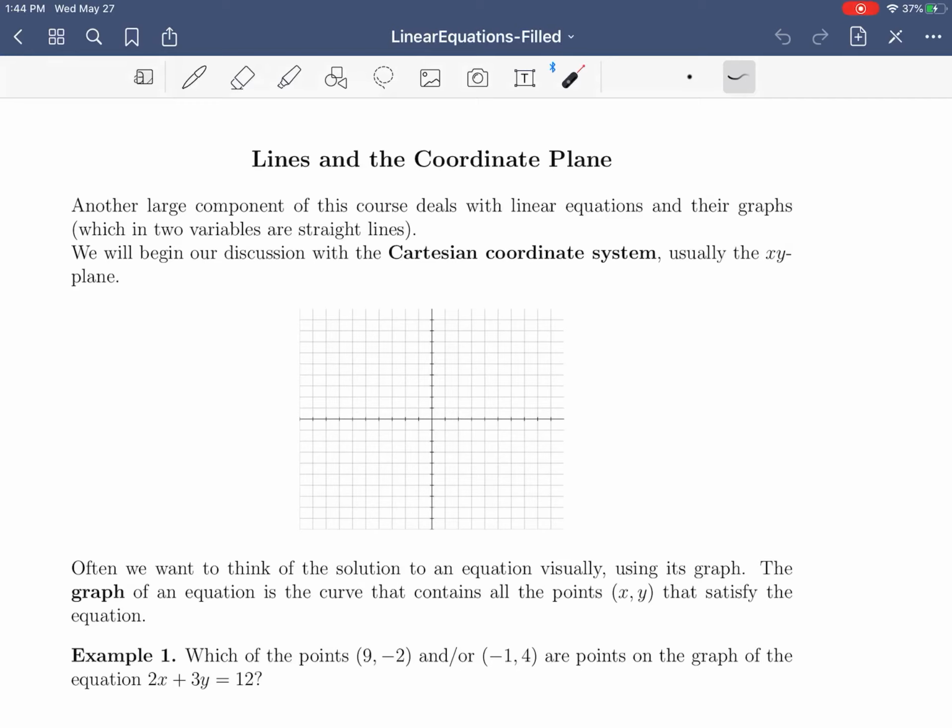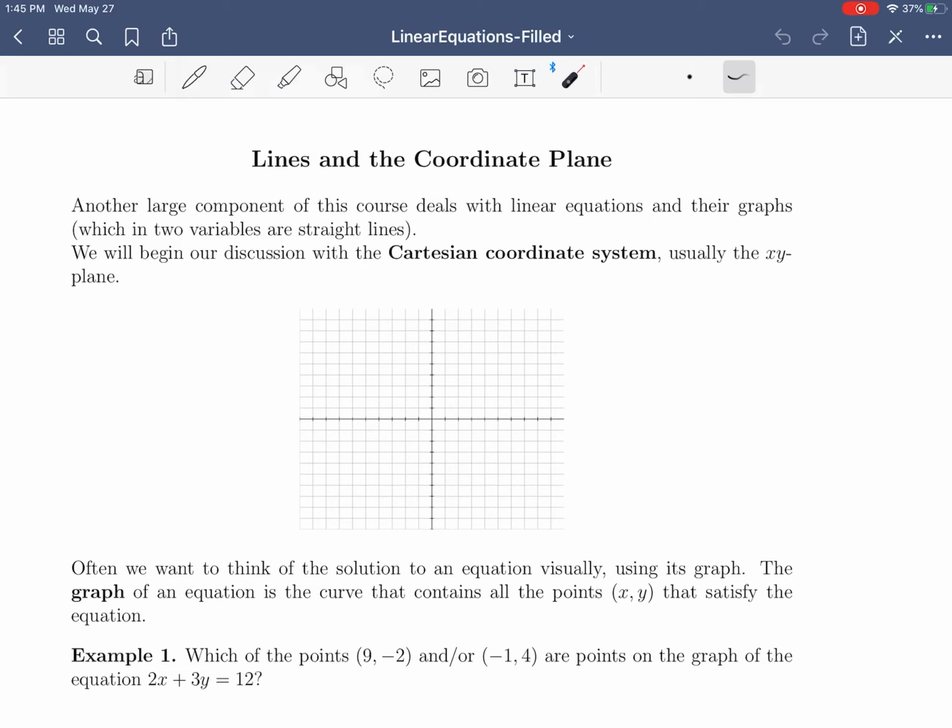In this video, we're going to talk about lines and the coordinate plane, or the XY plane, as you might call it. Another large component of our course deals with linear equations and their graphs. These could be in many variables, but for this chapter, we're going to stick to two variables. And when we have two variables in a linear equation, the graphs are always straight lines. So all the graphs we're going to be working with are straight lines.